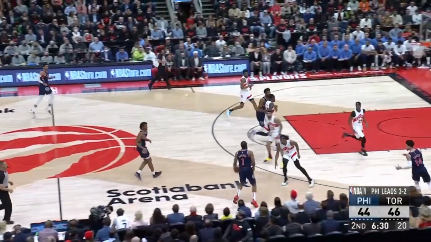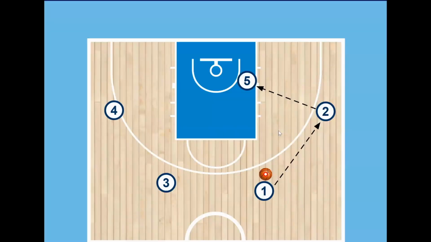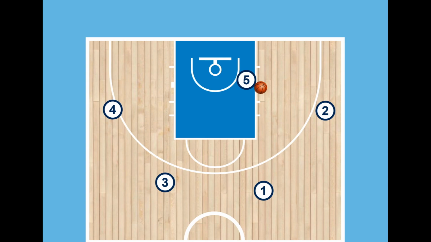In an ideal world, we want to look for an early post entry out of our slot to wing pass. By letting our big go to work early in the play, it puts early pressure on the rim. If we do this correctly, we will likely draw in some help defenders or get some watchful eyes from outside defenders, which will allow for easy kickouts or off-ball cuts.